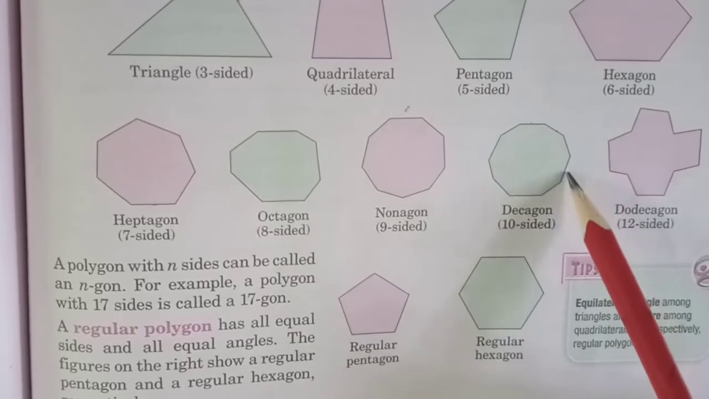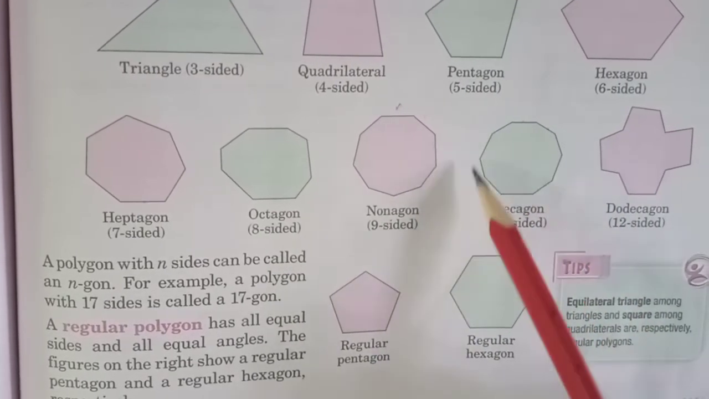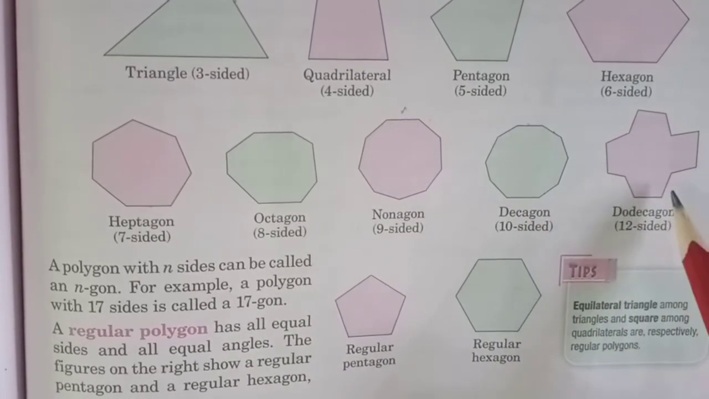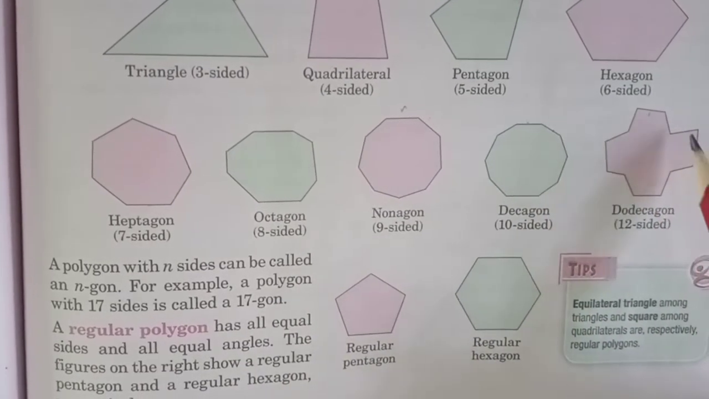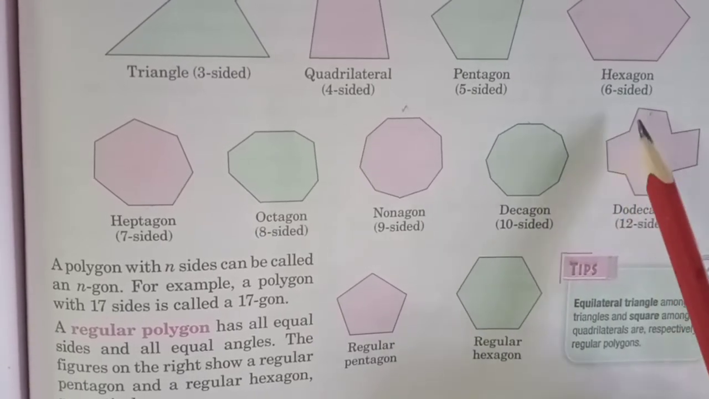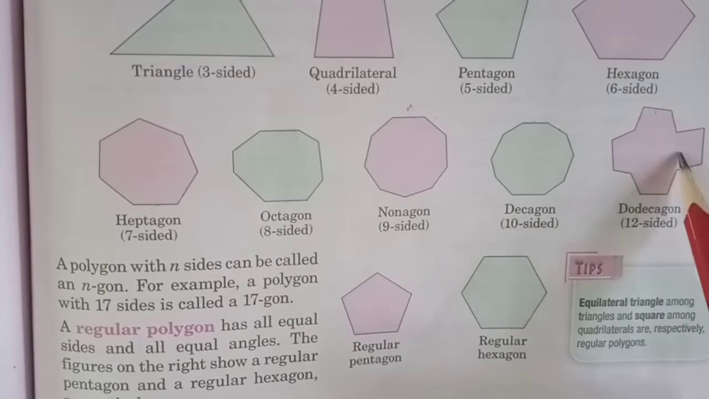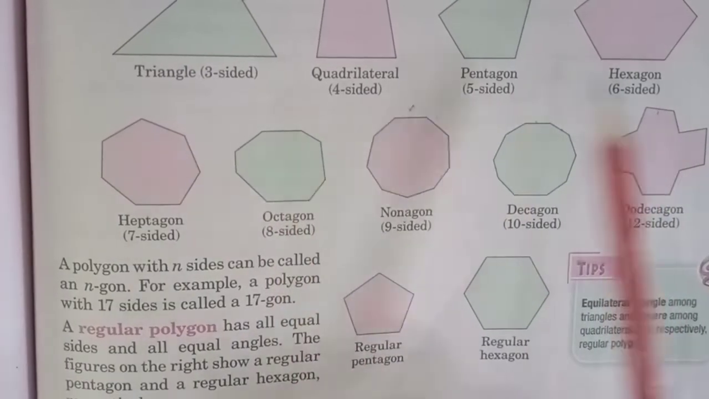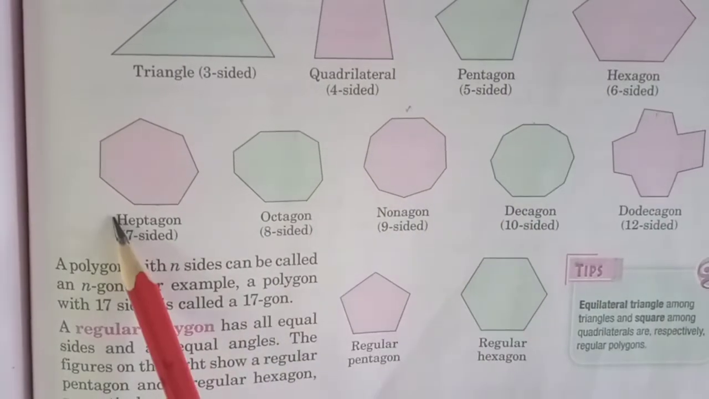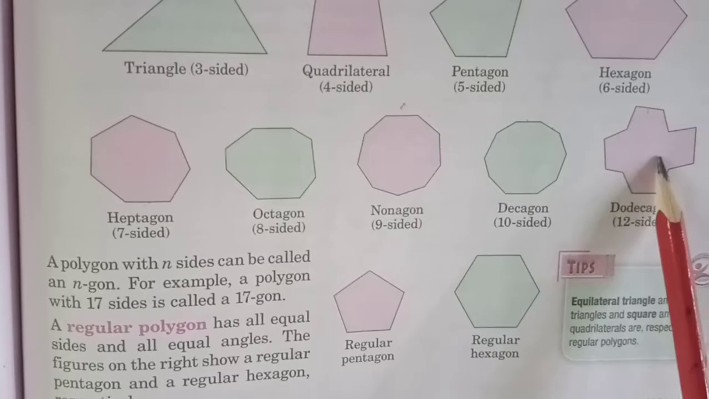1 to 10. So it is a 10-sided closed figure. Its name is decagon. The last one is dodecagon. 1 to 12. It is a 12-sided closed figure. Its name is dodecagon. So these are the polygons: triangle, quadrilateral, pentagon, hexagon, heptagon, octagon, nonagon, decagon and dodecagon.